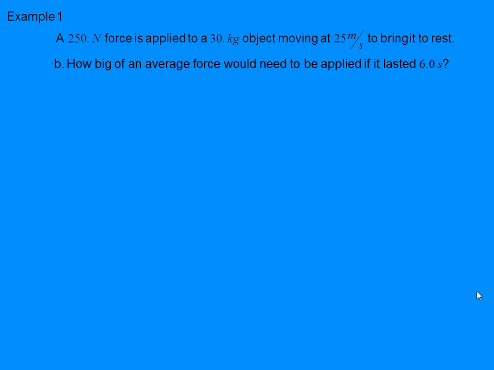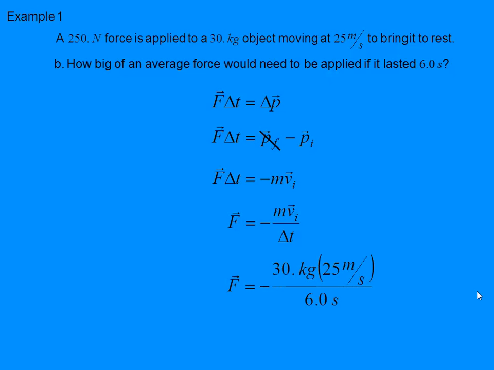Well, you might be able to think this through proportionally, but let's work it through again. Impulse is equal to change in momentum. Final momentum is 0. Force times delta t is equal to negative m times the initial velocity. This time we are solving for the force. Plug in our numbers, and notice we get a negative answer, which jives with our previous one. And we get a not so surprising negative 125 newtons. Notice that that's half the force. How could it be half the force? Because it was twice the time to do the same change in momentum.